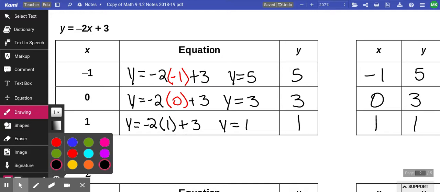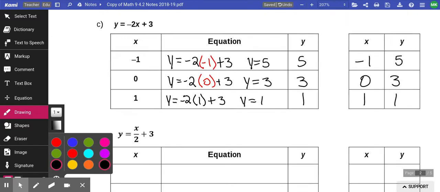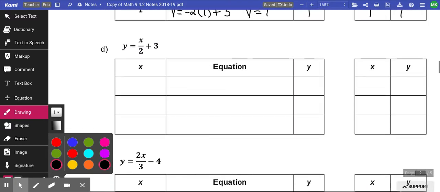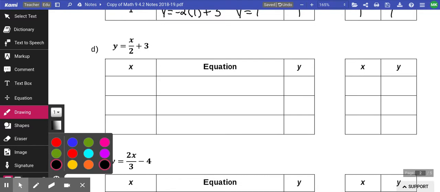Awesome. We're going to try one with fractions. We're going to try two with fractions, actually. So we've got D here. We're just going to do negative 1, 0, and 1 as our x values for this one. And then we'll try something different for E.